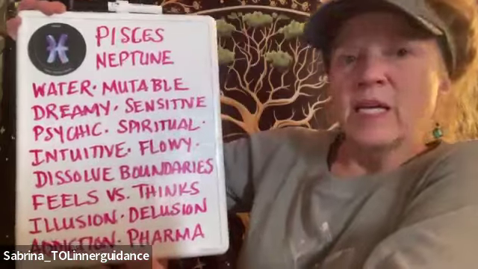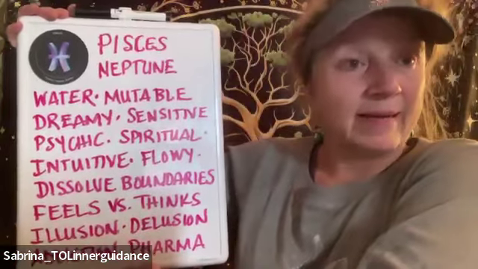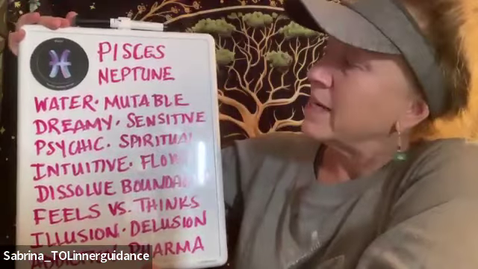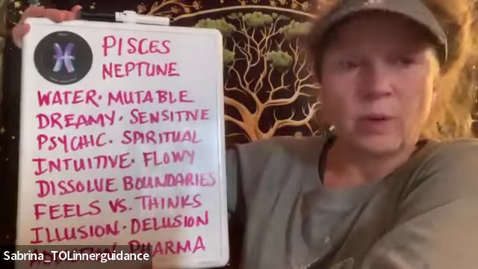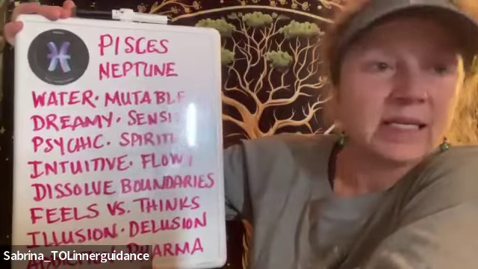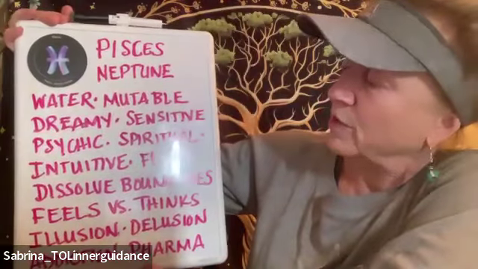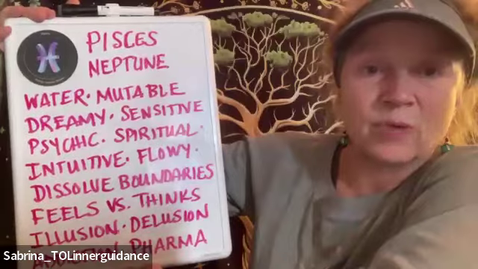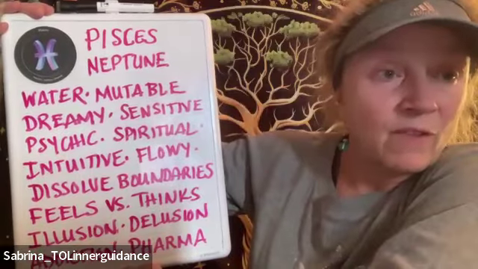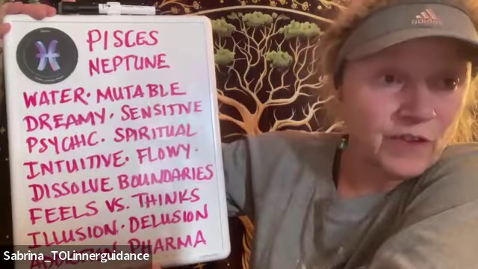So why is that? Let's take a look at Mercury in Pisces. I love my whiteboards. Aren't they great? All right. So Pisces is ruled by the planet Neptune. Neptune was the god of the seas. Pisces is a water sign. It's mutable. It is dreamy and sensitive and psychic and spiritual and intuitive and flowy. It wants to dissolve the boundaries. It wants to feel. It doesn't want to think. Virgo wants to think and forget the feels.